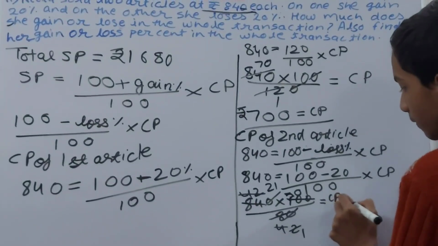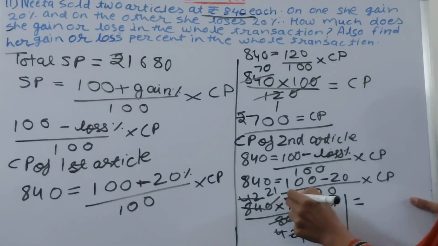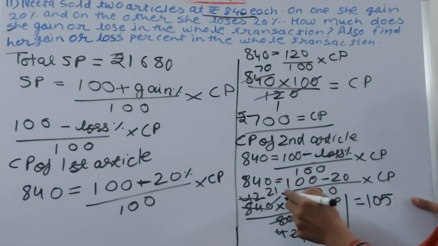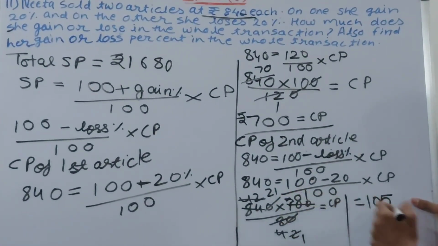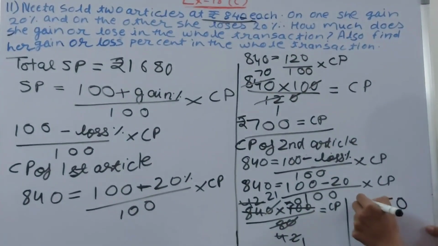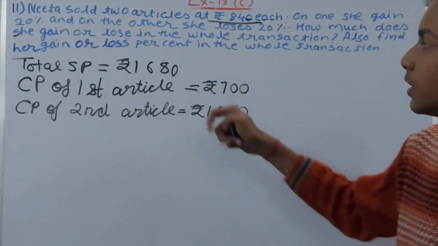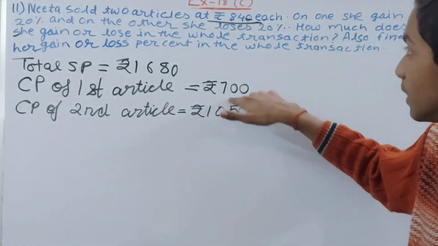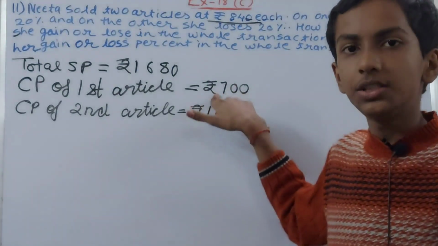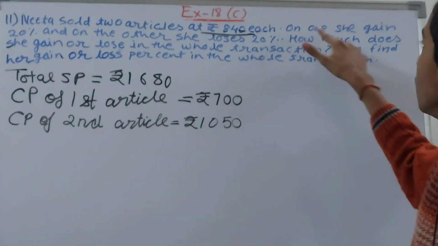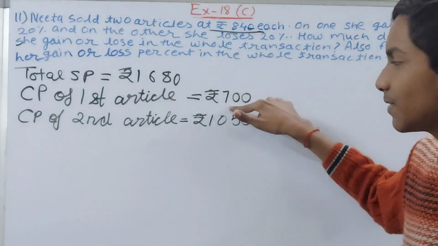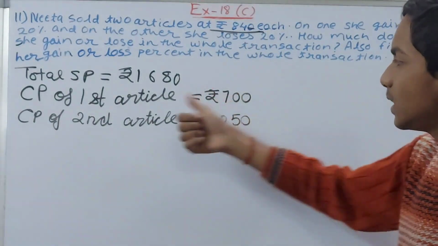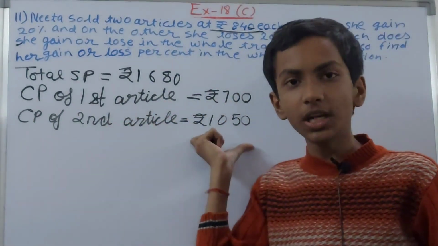So 5 ones are 5 and 5 twos are 10, and again 1 0 here, so 1050. So you see here, according to the calculations we got, the CP of the first article is rupees 700, and on this 700 she gained 20%, so the selling price becomes 840. Then the CP of the second article is 1050.